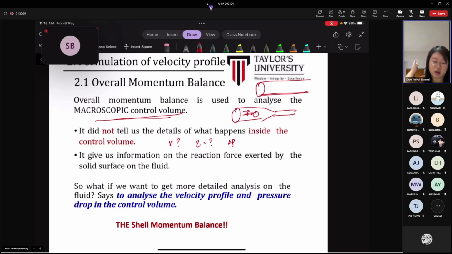So if we want a more detailed analysis of the velocity profile and the pressure drop in the control volume itself, we need to apply the shell momentum balance. This is very similar to the overall momentum balance equation that we discussed just now. It's just that instead of the whole control volume, we shrink it to a small, differential size. Therefore, you notice that on the left side of the equation, the sum of forces, one of the terms will disappear.